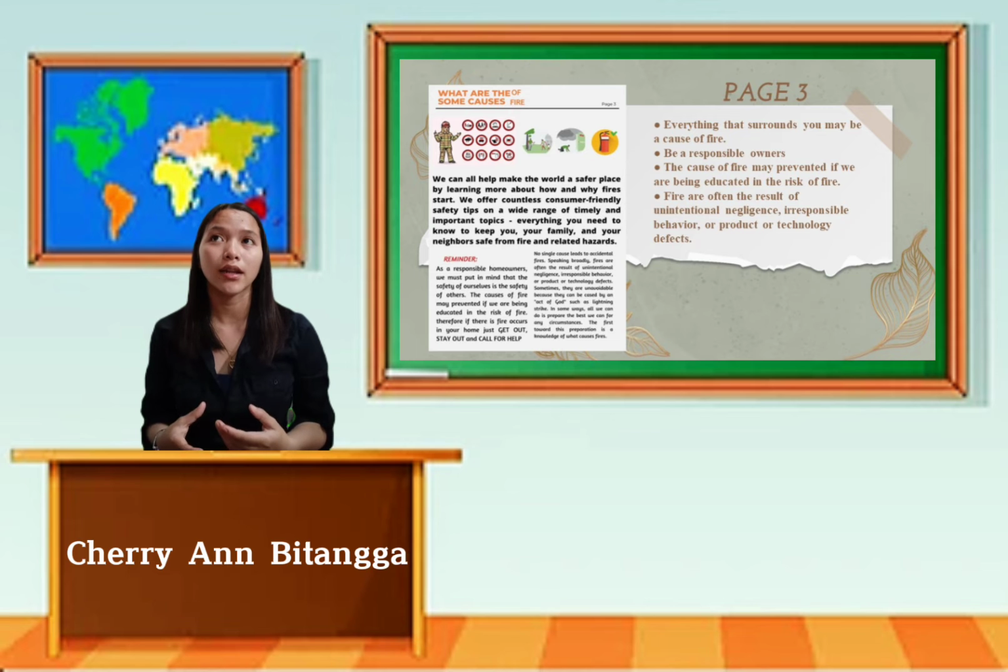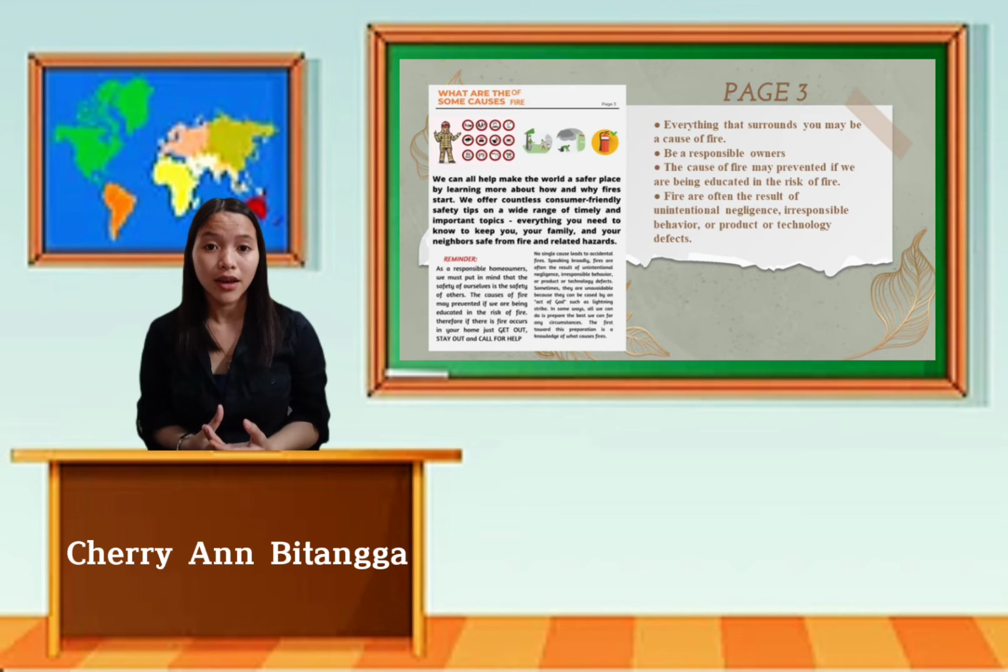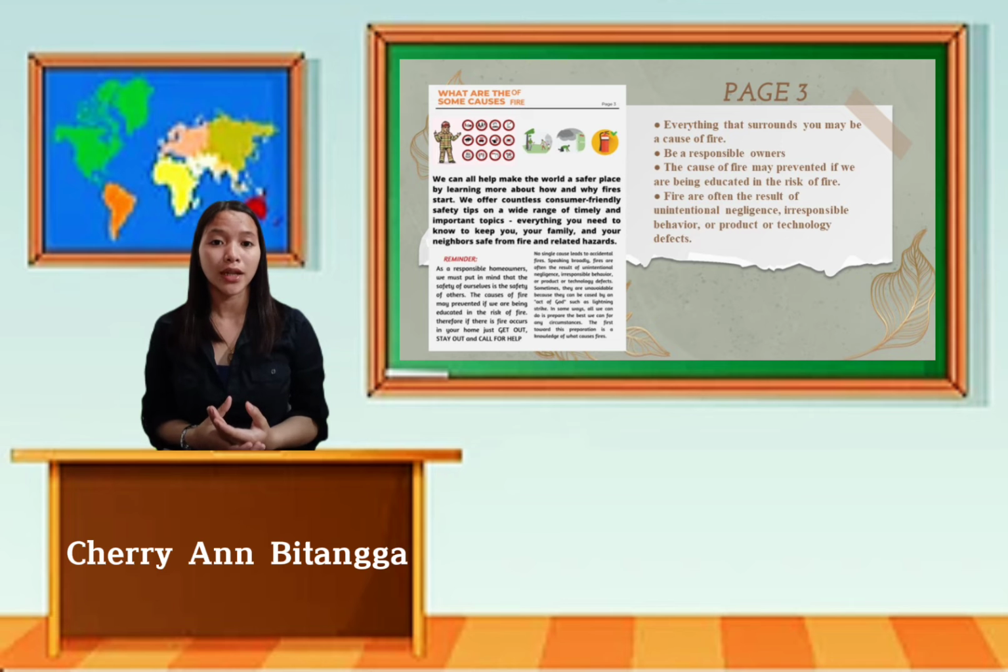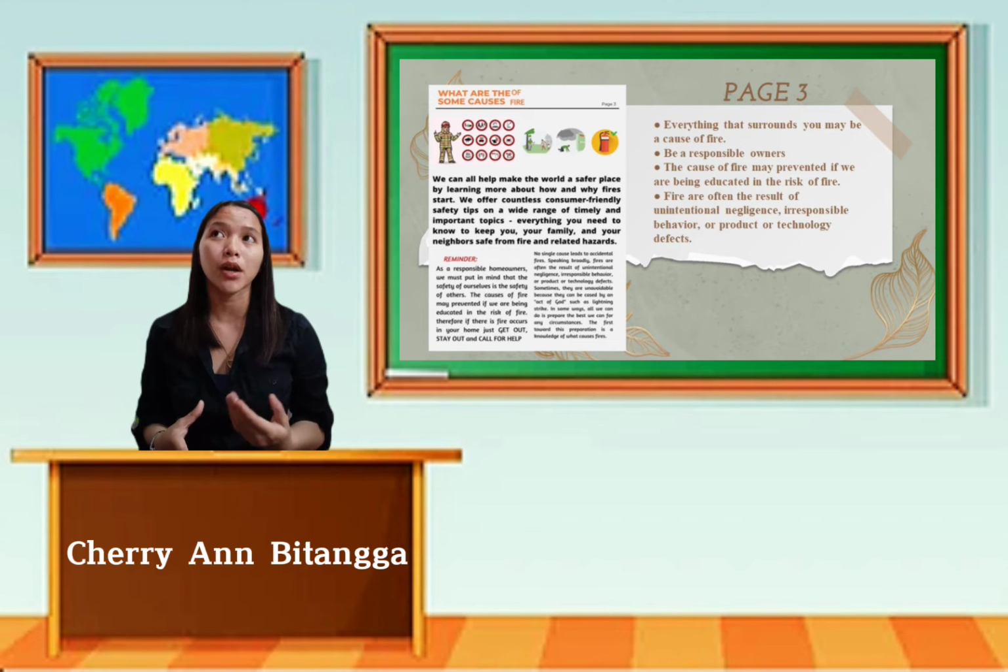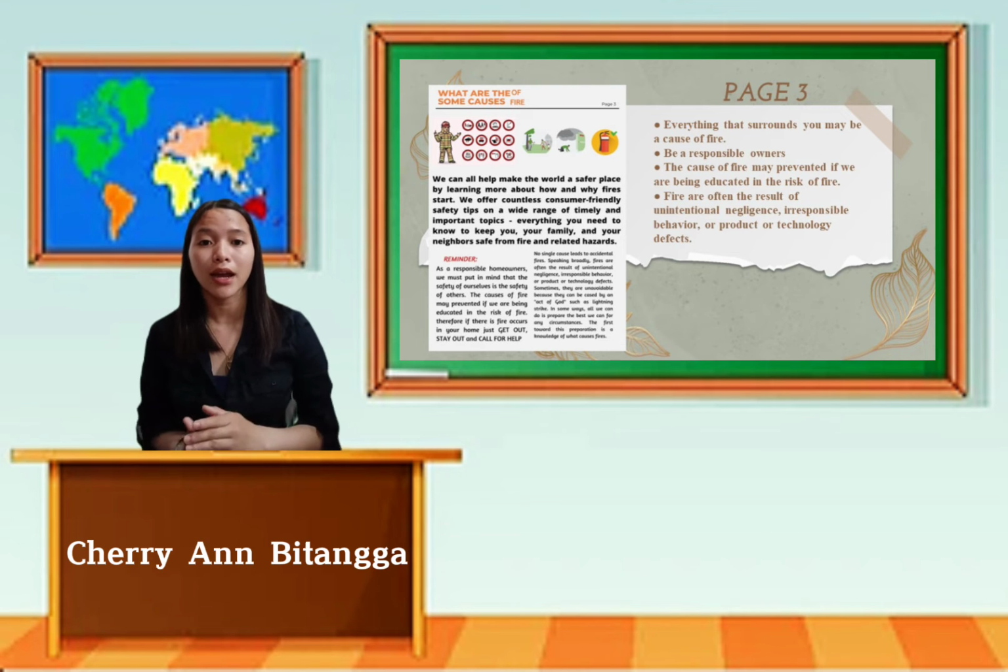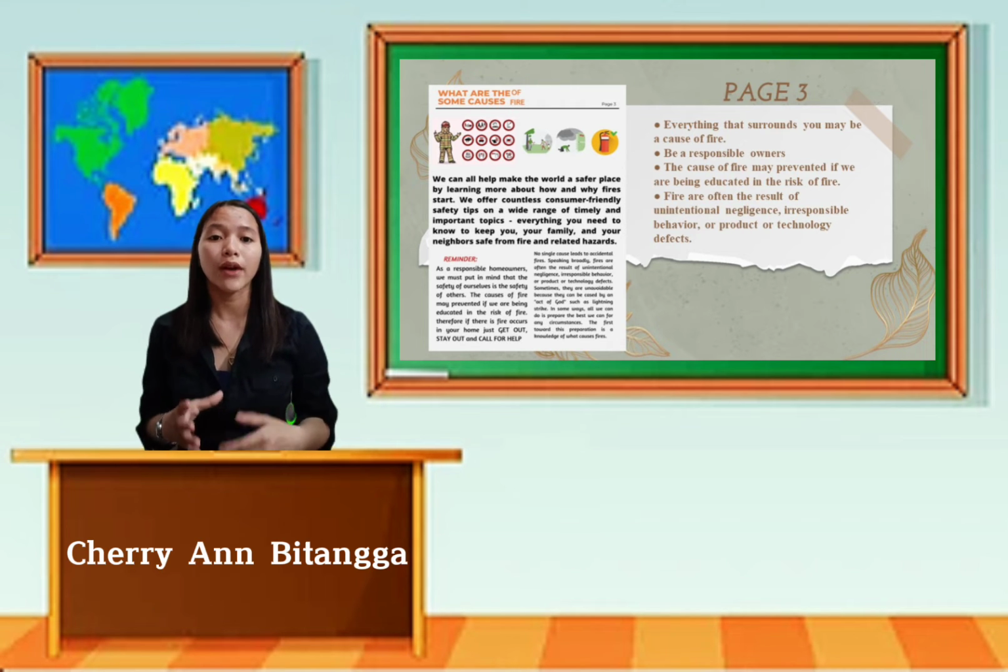The fourth one is fire is often the result of unintentional negligence, irresponsible behavior, or product or technology defects. This is one of the reasons why fire begins. Other people can buy a product without knowing that it has a defect, like outlets.